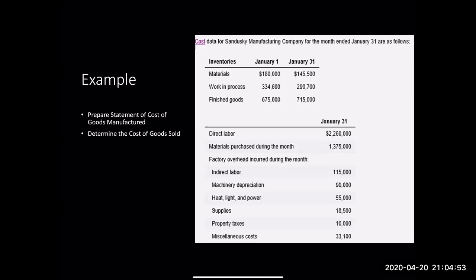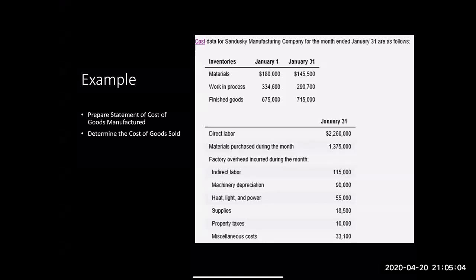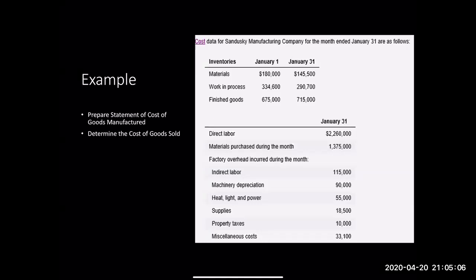And then we are going to prepare the cost of goods manufactured statement as well as determine the cost of goods sold, okay? So get ready. I've already put up on the screen a synopsis of what you have and also the template. So together we're going to work through this example.